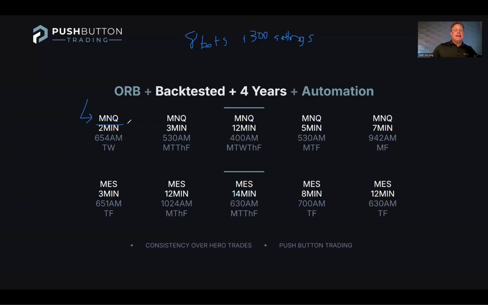So what we have here is M and Q on a 2-minute chart. I can pause here if you want to take a screenshot of this. M and Q on a 2-minute chart starting at 6:54 a.m. Now, all of these times are PST, Pacific Standard Time. I realize we probably have people here from a lot of different time zones. So these times are all in PST, okay?